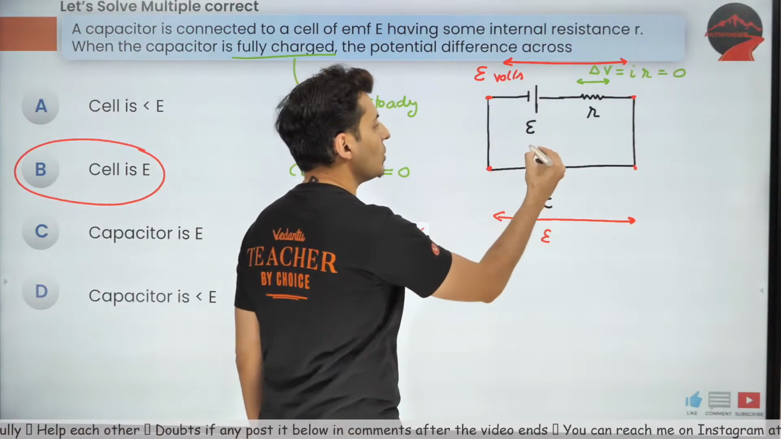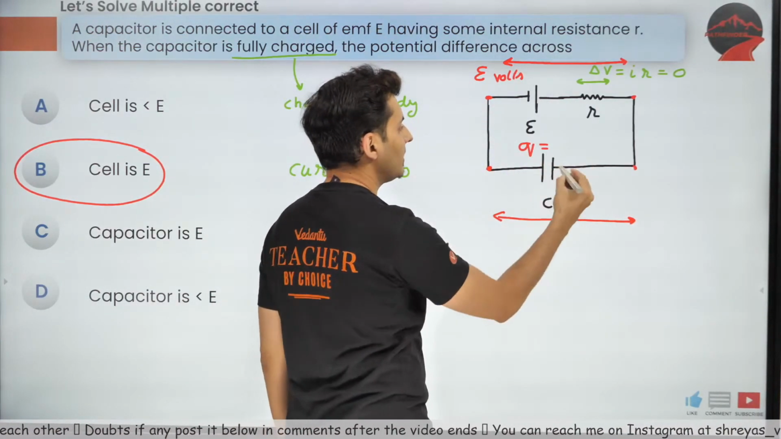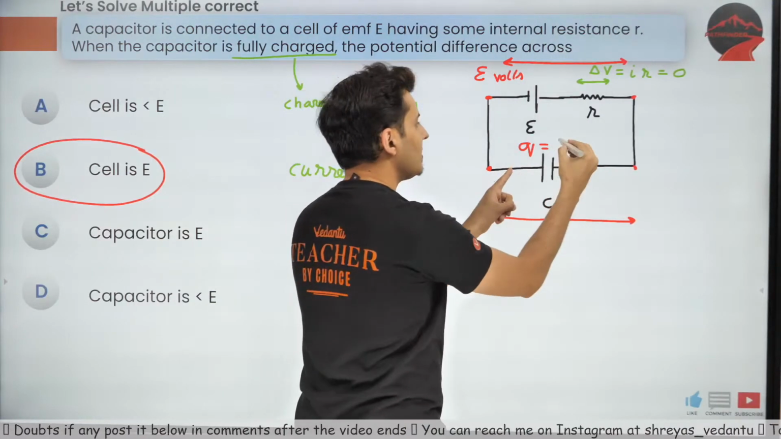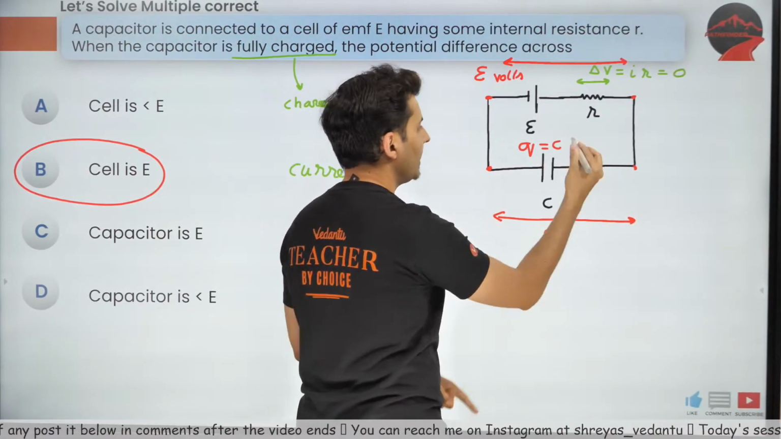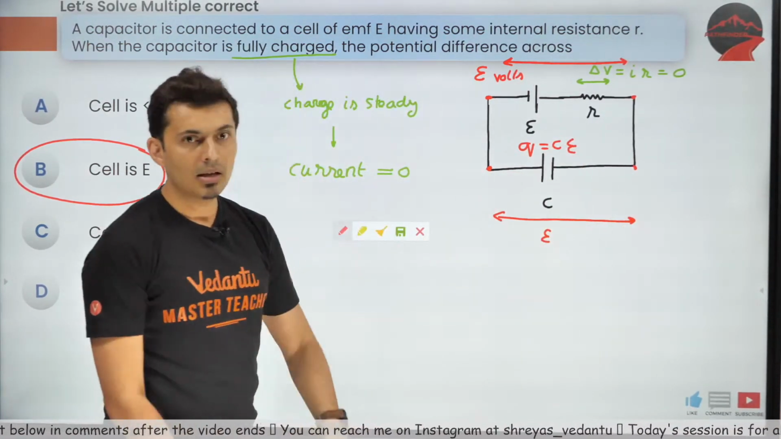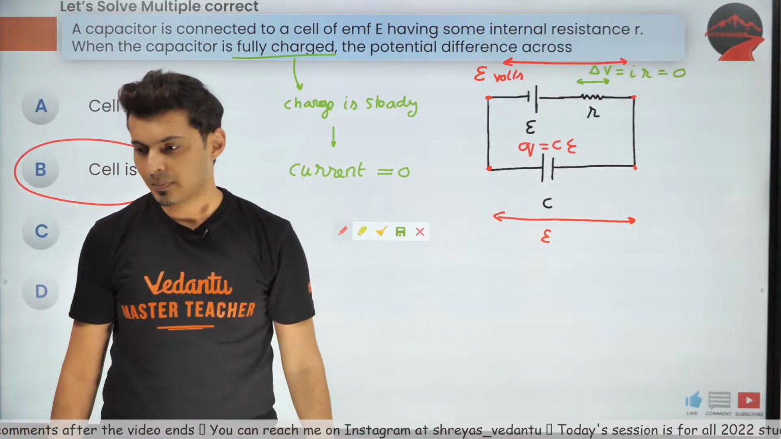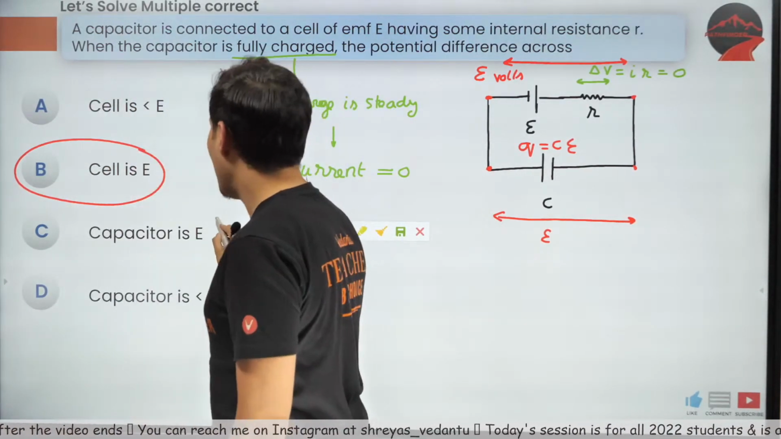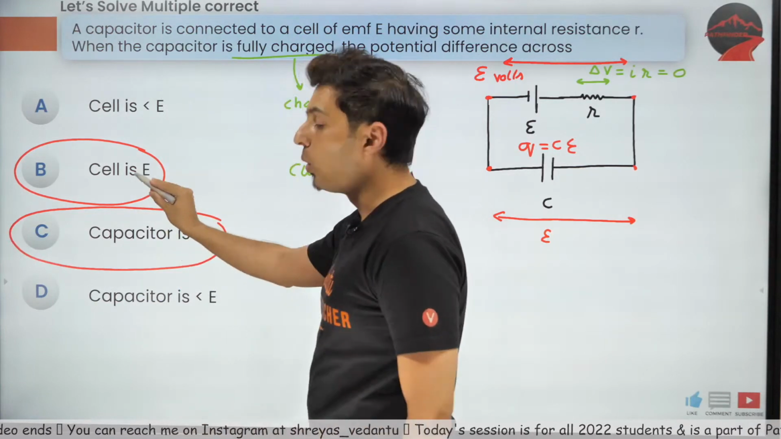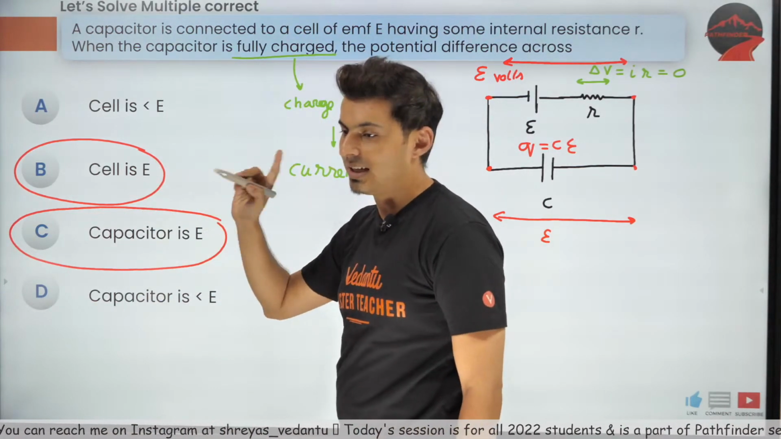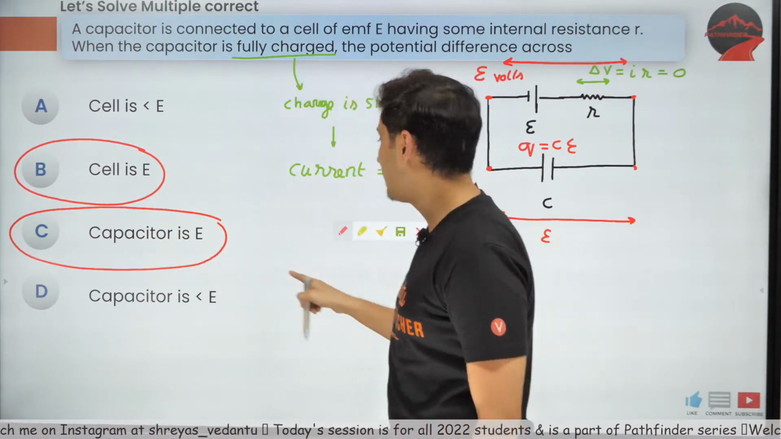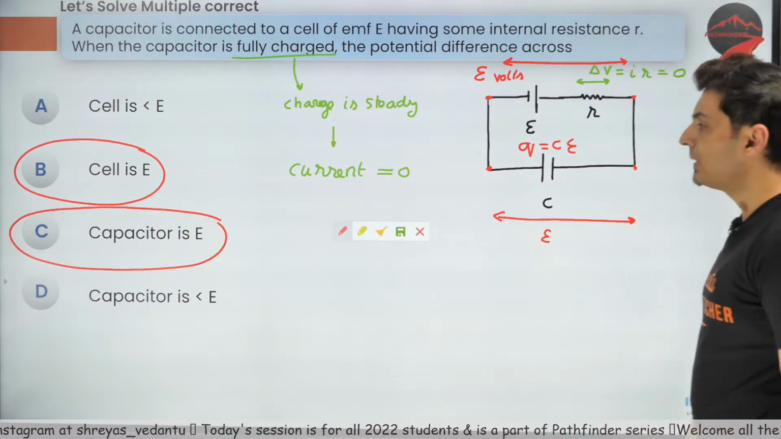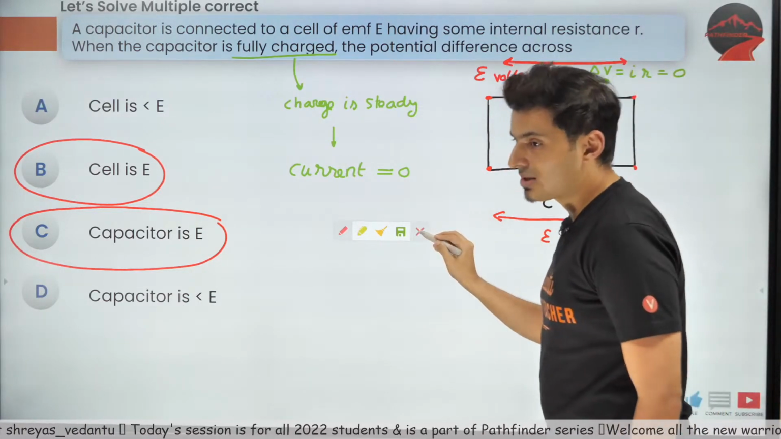If somebody asks you, what is the charge on the capacitor? Q is CV, C into voltage. What is the voltage? E. So that's the answer. I hope this makes sense. Everybody got it? So B and C both are correct. B and C, not D. C is also correct. Capacitor is also going to be E. So both options are correct.